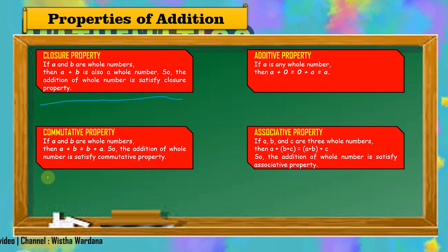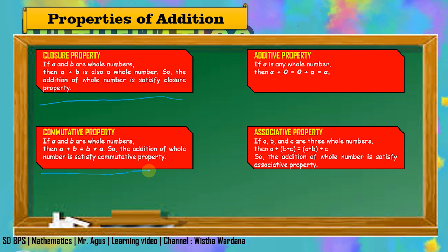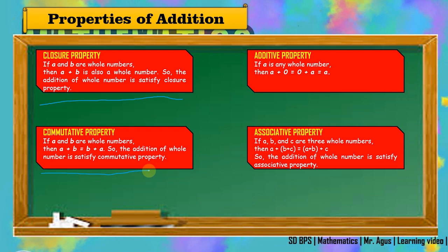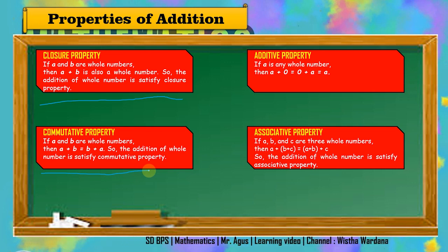The next one, we have commutative property. If A and B are whole numbers, then A plus B equal to B plus A. So the addition of whole number is satisfying commutative property too. Additive property. If A is any whole number, then A plus 0 equal to 0 plus A equal to A. So we know 0 plus A or A plus 0 is still A.